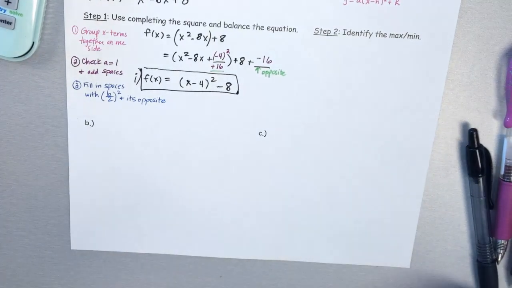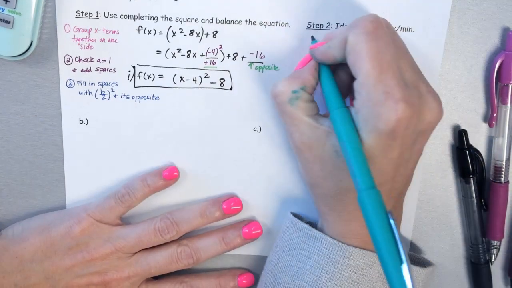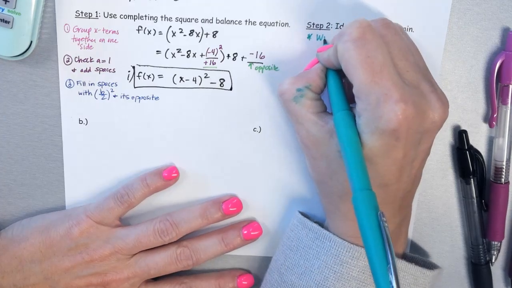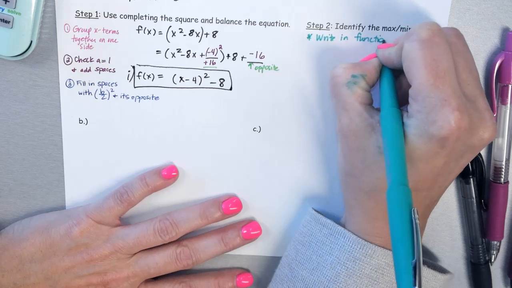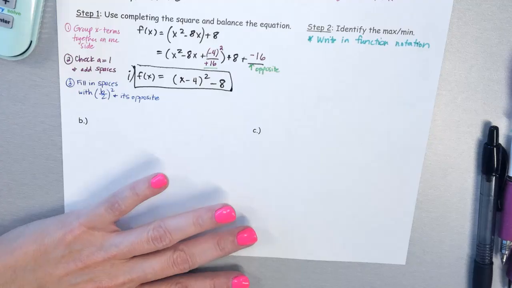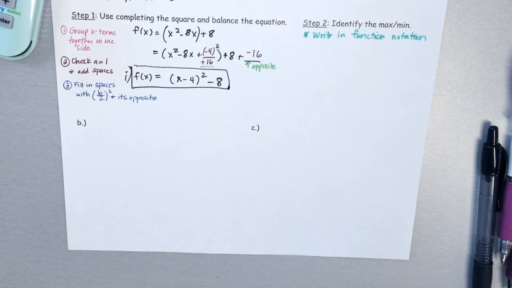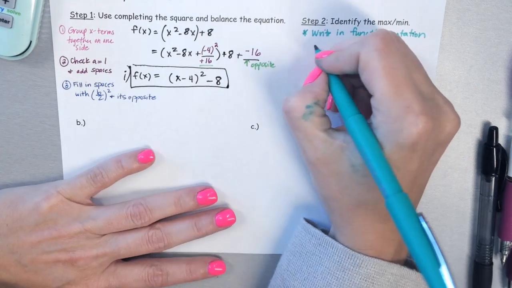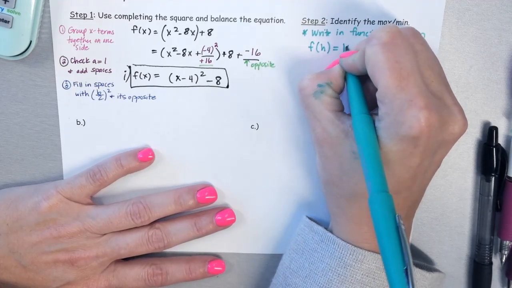All right, when you are identifying the max and min, we are going to be writing this in what is called function form, in function notation. Okay, so whenever we write in function notation, we have f of x equals. Function notation for this is f of h is equal to k.